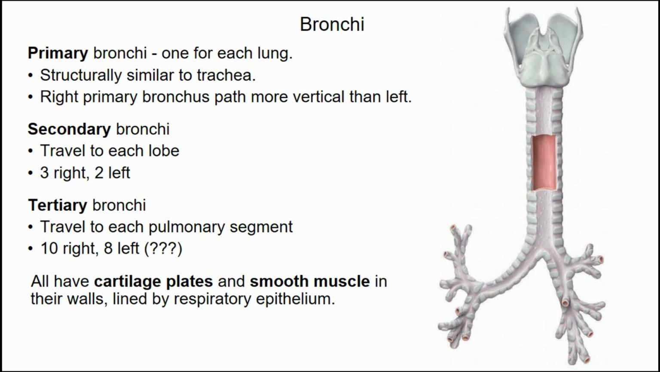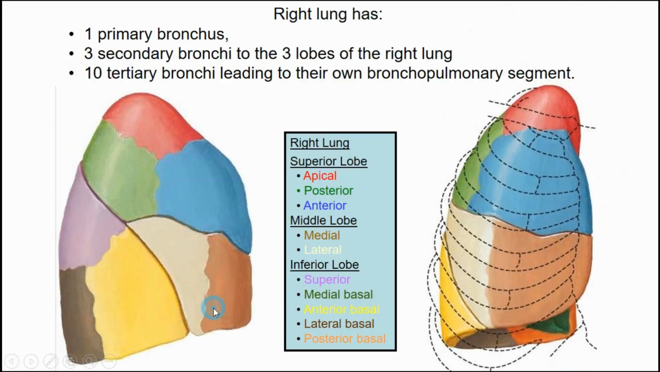As we go lower down and lose the cartilage, the surrounding connective tissue, elastic and reticular fibers, actually tends to keep the airways open instead. So as we move into the lung, the lobes, and then the bronchopulmonary segments, we're moving from first to second to third bronchi. So we have a single primary bronchus to the right lung. We have 3 secondary bronchi going to the superior lobe, 1, the middle lobe, 2, and the inferior lobe, 3. And we have those subdivide into 10 tertiary bronchi.